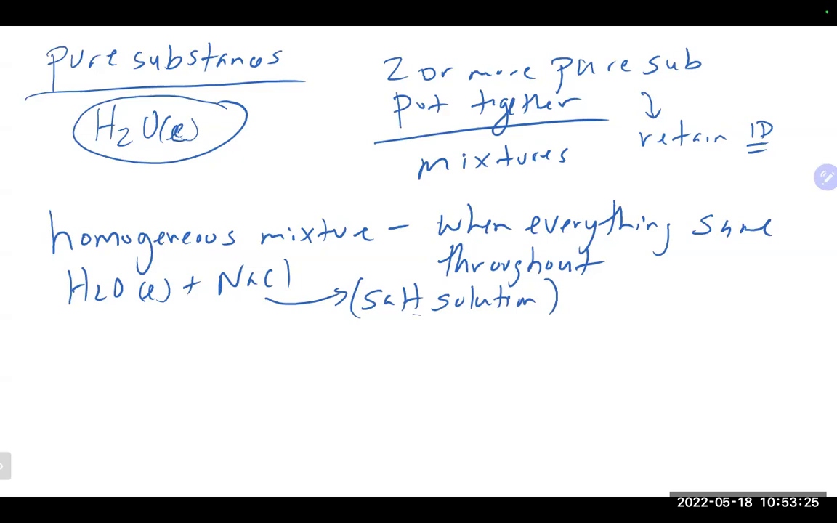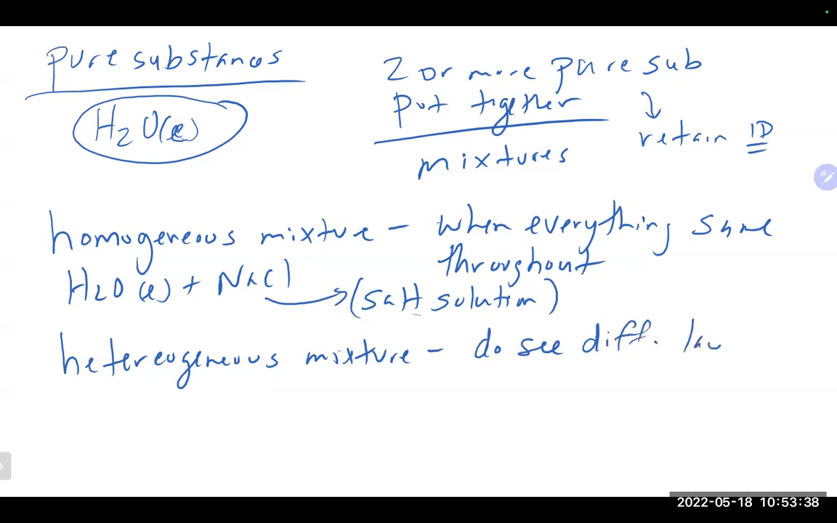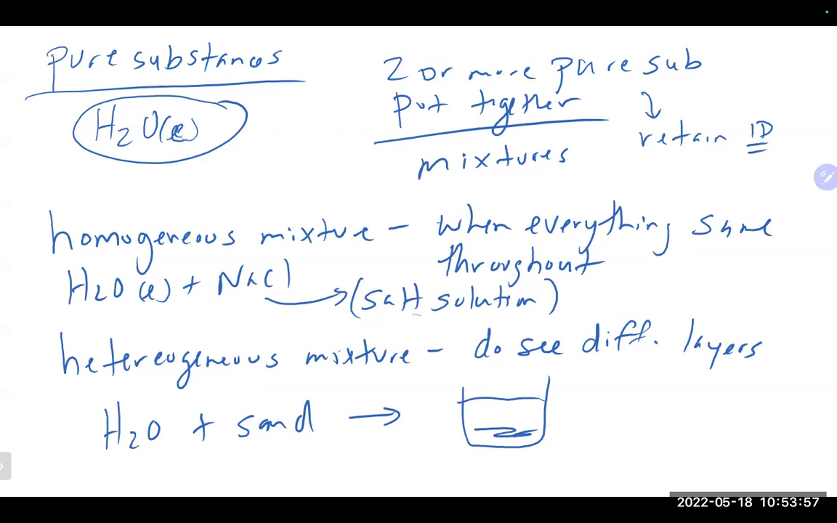It all looks like one layer. And that is different from a heterogeneous mixture, where you do see different layers in the mixture, even if you mix it as much as you want. So if you took some water and sand, once again, you can mix that all day. You will still be able to see the sand in there. And that is a heterogeneous mixture.